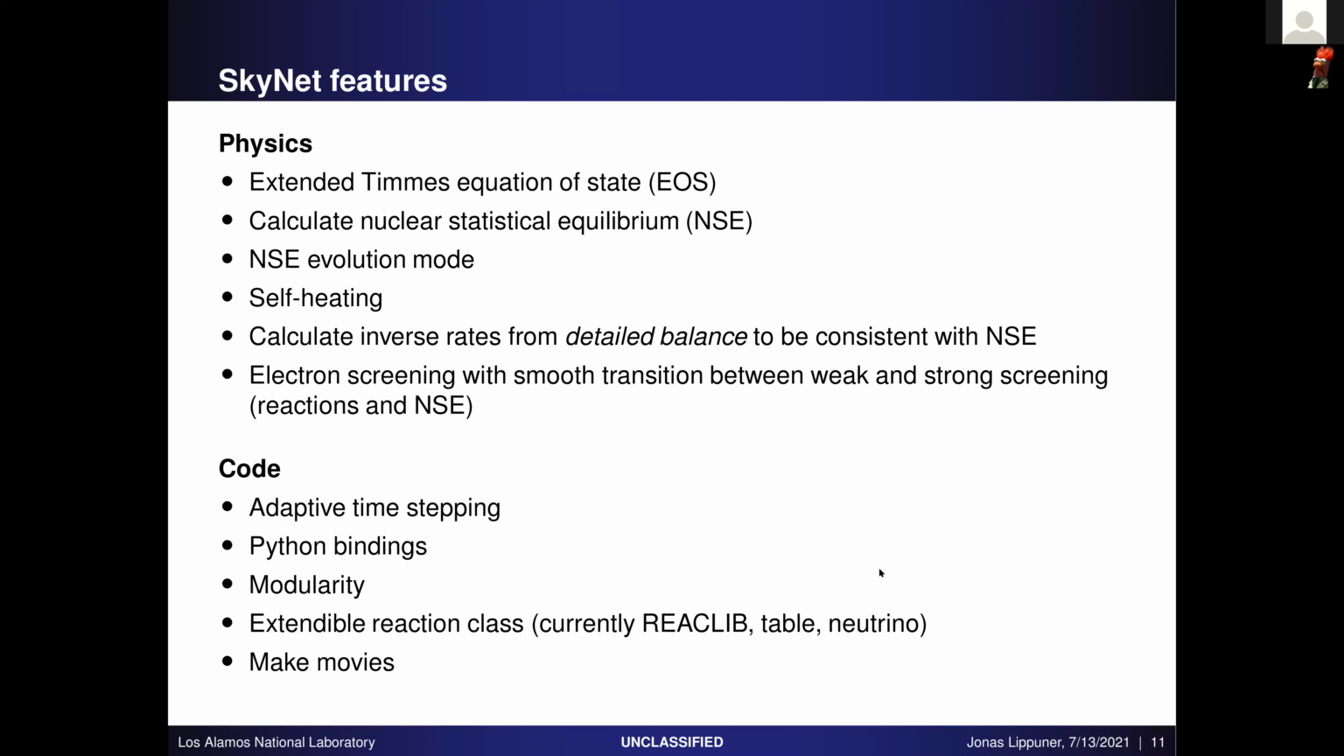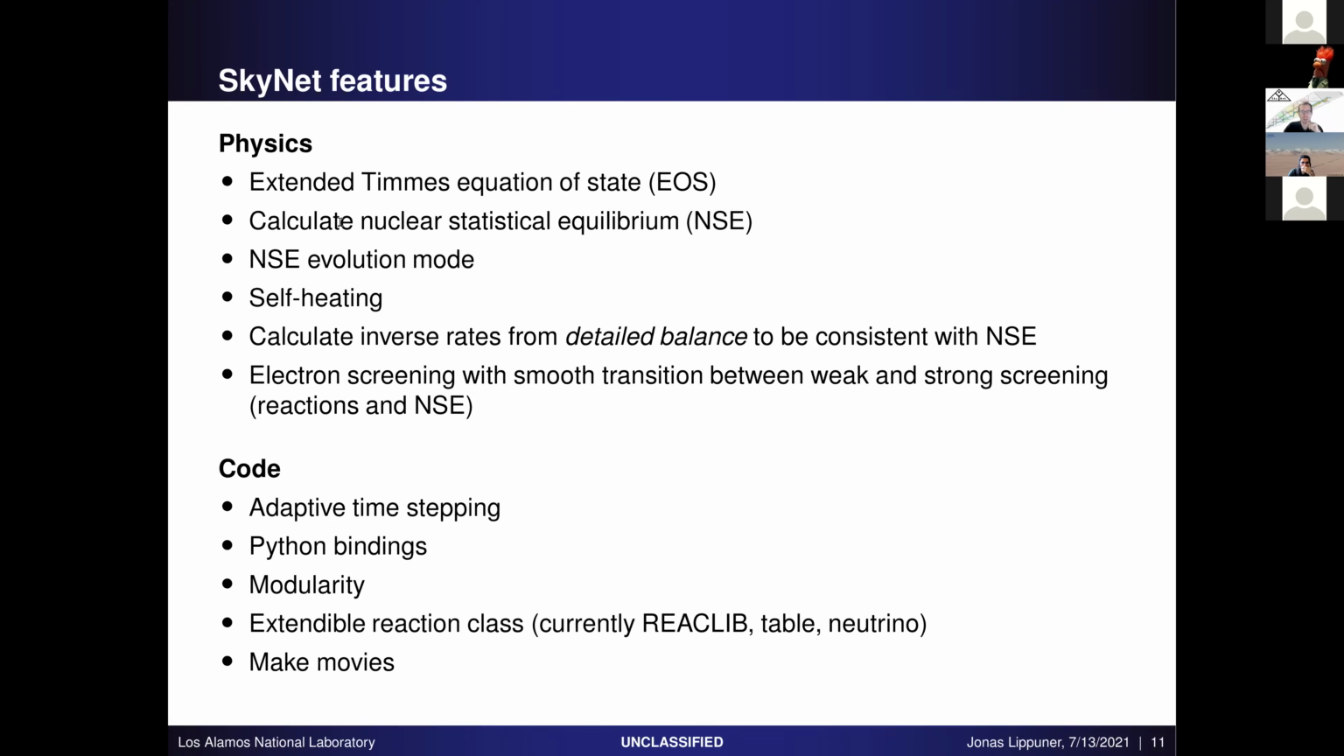Here's just to advertise Skynet a little bit more. I just want to list some features that it has. So it includes an extended Timmes equation of state, which basically takes into account electrons and positrons that are up to fully relativistic and degenerate. And then for all the heavy ion species, so for all the nuclides, I'm using an ideal gas equation of state, basically, that combines everything together.